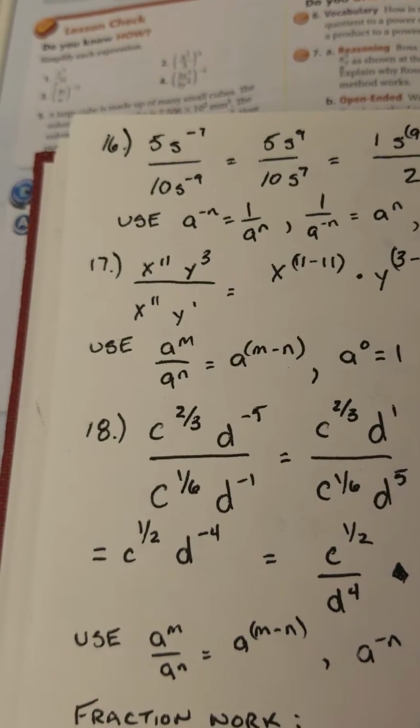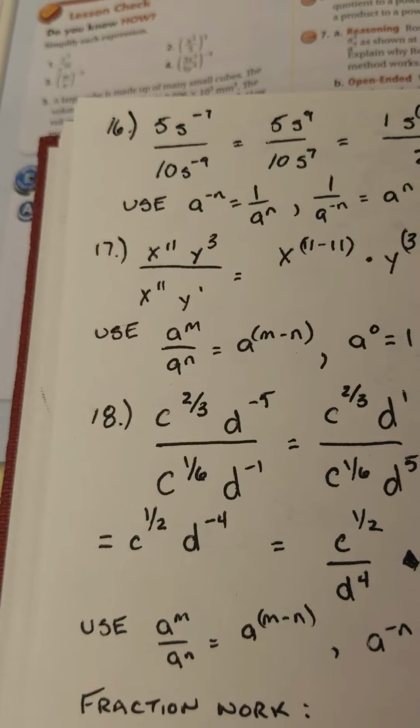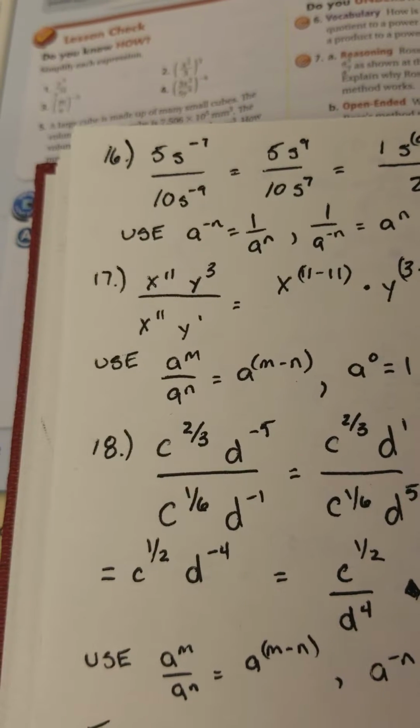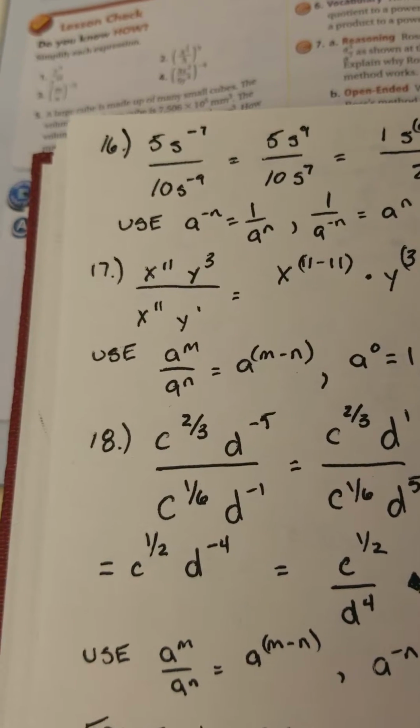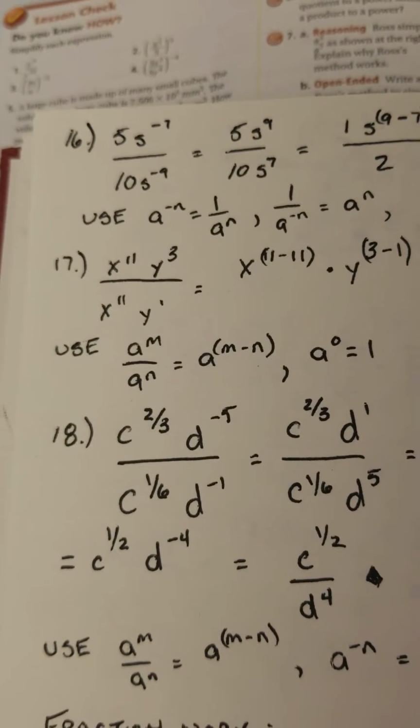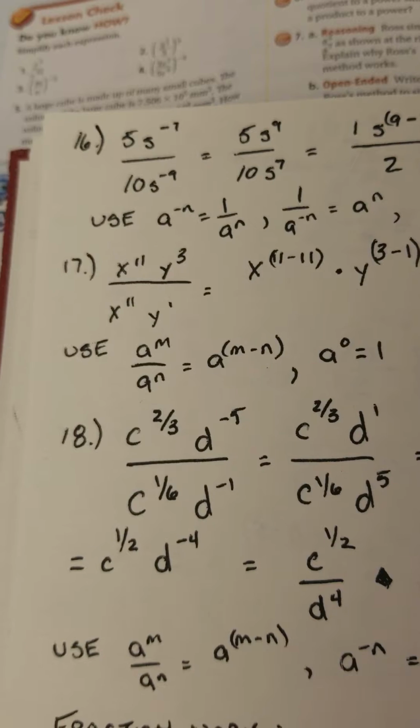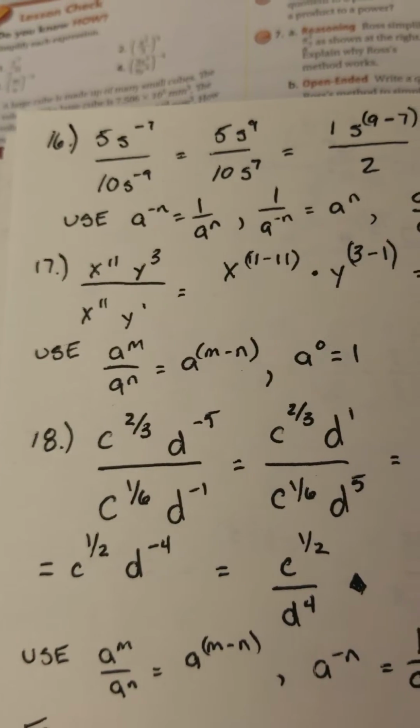And as we go along, the problems do get a little bit more difficult. Here's number 16. On 16, we're going to drop the s to the negative 7 down to the bottom, and we're going to raise s to the negative 9 to the top. Now, one thing you want to make sure is don't move the constants, okay? The constants are not part of the negative, only the variables are.